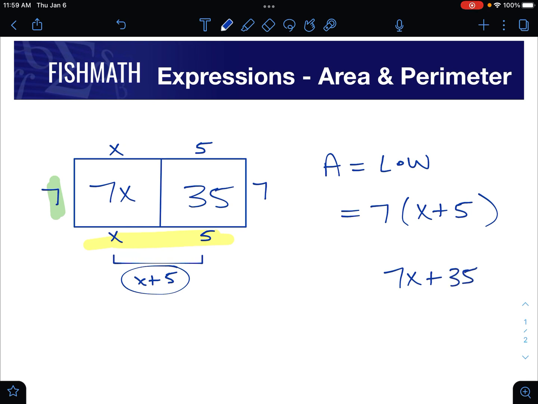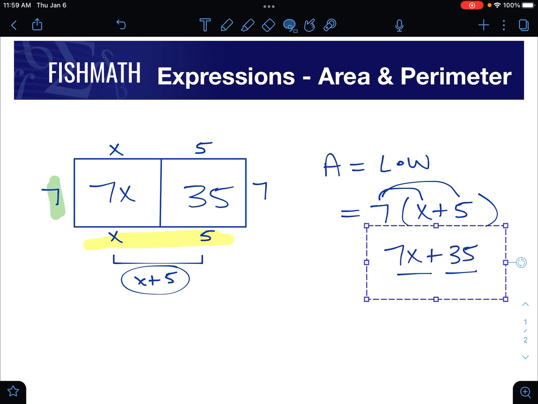Now, this should not be surprising to us because we know that 7 times x is 7x, and 7 times 5 is 35, using our distributive property. So this is the exact same thing we would already expect without having to see it in the picture. That's how I find the area of this rectangle.